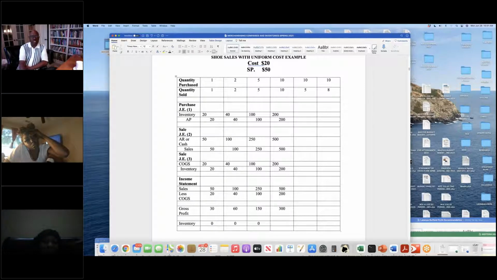Okay, let's look at the next situation. We buy 10 pairs of shoes, but we only sell 5 pairs. So we don't sell them all in this scenario. What are we going to do now? Inventory 200, accounts payable 200. Yep, we bought 10 pairs.